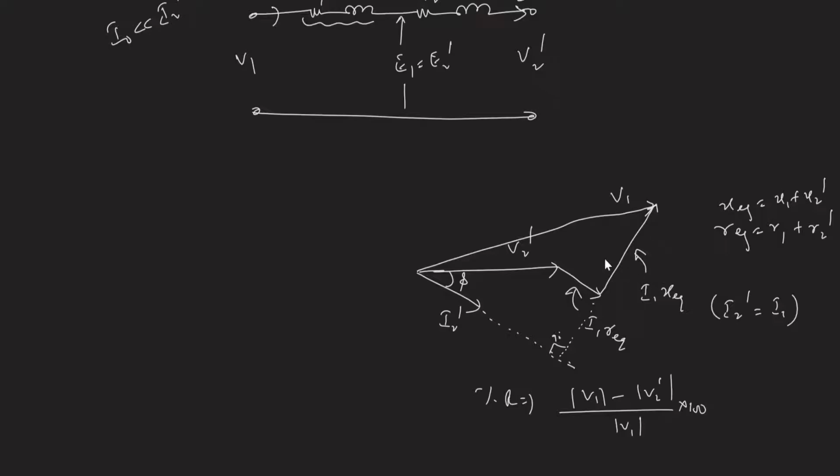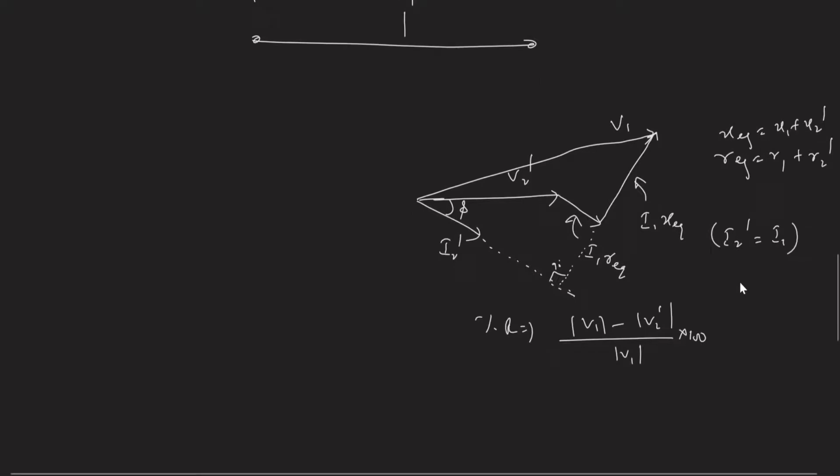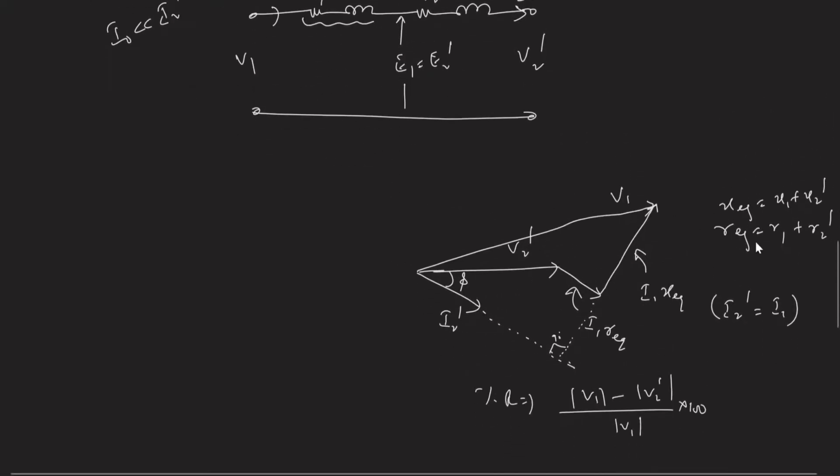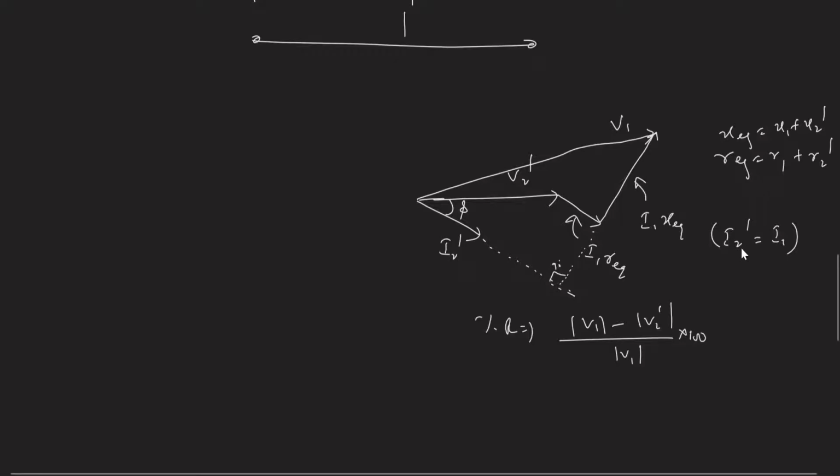Now we can derive one relationship straight away in terms of the circuit parameters. Let me do that. Instead of doing all this phasor algebra, I will try to derive an approximate relationship for regulation to straight away find out the regulation of the transformer, right?